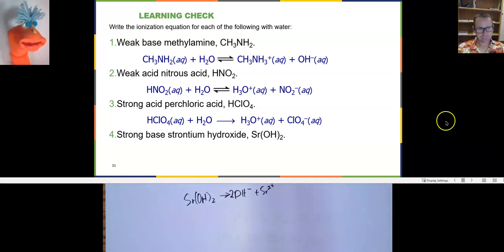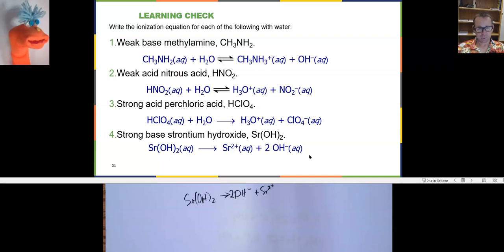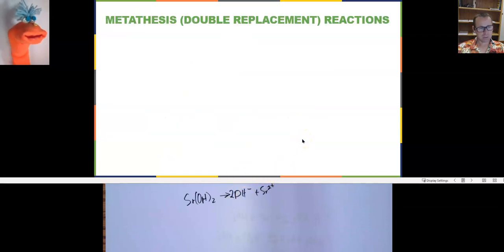Okay? Yeah, and that's that. We don't write this with a water molecule. You don't need to use the water molecule to write this. The order obviously doesn't matter. Strontium ion or 2 hydroxide, first or last here, doesn't matter. Okay, good stuff.